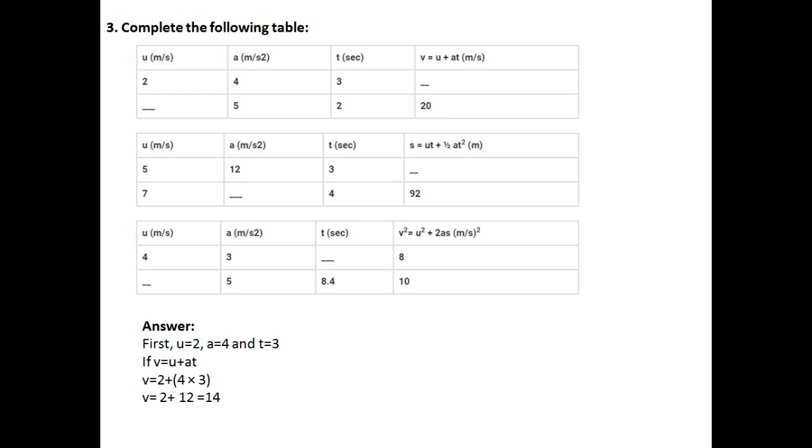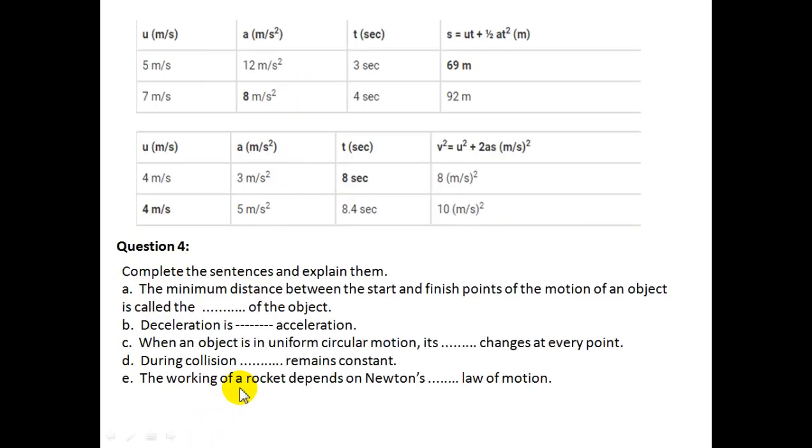So how will you find it? In question number one of the third question, what is given? Initial velocity is given, acceleration is given, time is given. You have to just find the velocity. So you will just put in all the values into u plus at, and you will find the answer.